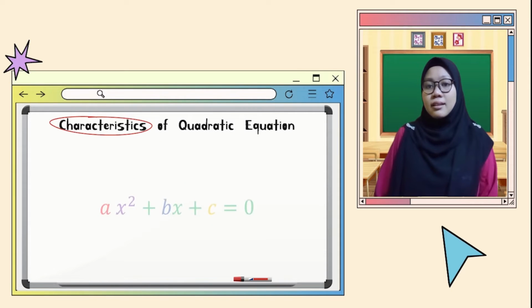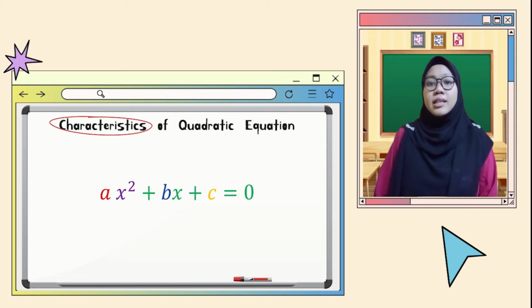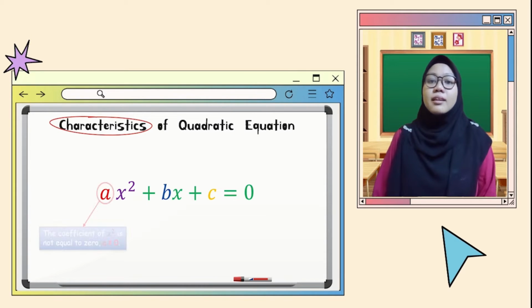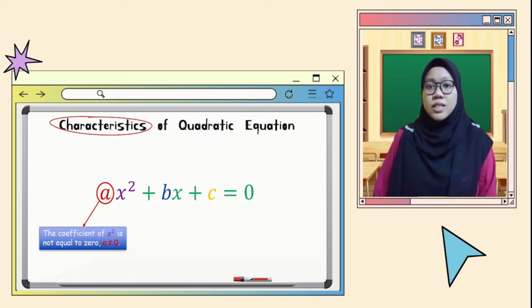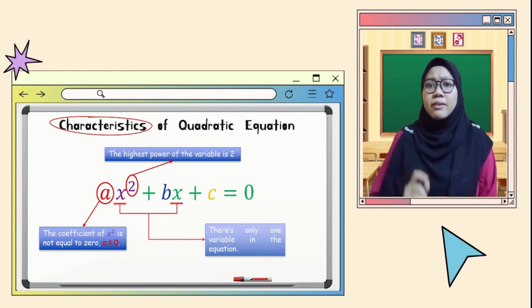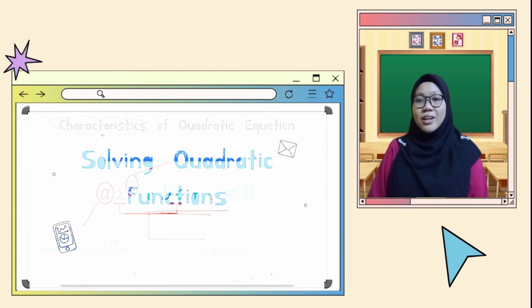What you see here is the general form of a quadratic equation. It has three characteristics that are important for you to remember. The first characteristic is that the coefficient of x squared cannot be 0. Next, the highest power of a variable is 2. Lastly, the third characteristic is that there is only one variable in each equation. Simple, right? Now, moving on.